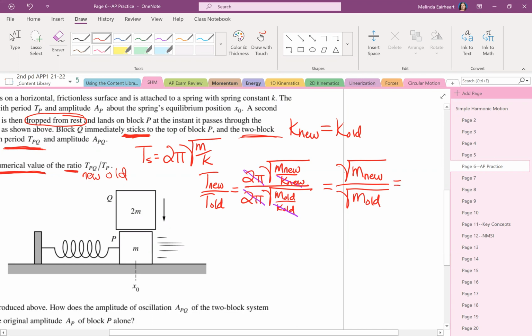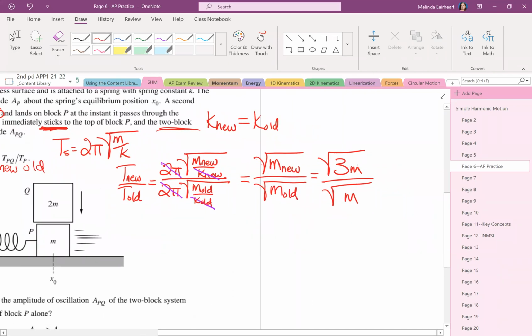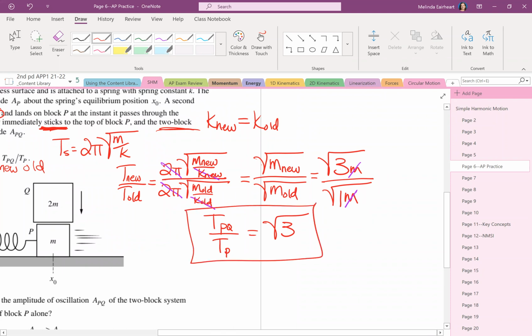So what's our new mass? After the second block lands on, it has a total mass of 3M. Yeah, you can put it in variable form. Divided by, what's our old mass? Just M. And so what happens? The M's cancel as a variable. And what are we left with in the bottom there? Just a 1. And so what's our final answer here? Square root of 3. That's it. The ratio of T_PQ to T_P is just square root of 3. Final answer.